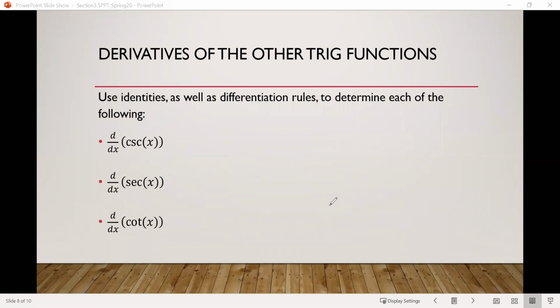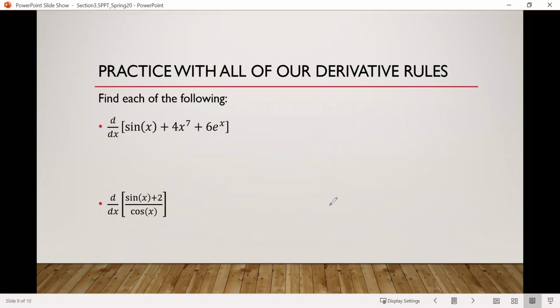All right. So let's look at using some of these derivatives of trigonometric functions in some other problems. So here we have to find the derivative of sine of x plus 4x to the 7th plus 6e to the x. And hopefully you notice this is going to use several of our derivative rules. So we have a sine, 4x to the 7th, 6e to the x. So if we go through and take the derivative of each of those, the derivative of sine, remember, is cosine. And I should have actually said, remember, when you have a bunch of stuff being added or subtracted, you can take the derivative separately.